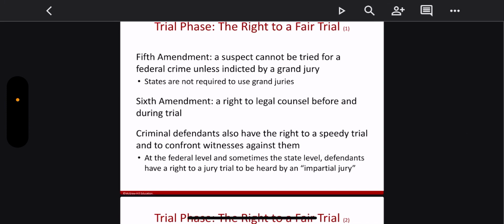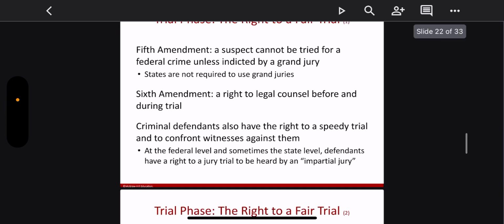So the Fifth and Sixth Amendment kind of get us into this mode where the Fifth Amendment says, hey, you can't be tried for a federal crime unless you're indicted by a grand jury. States are not, however, required to give a grand jury. Then we have our Sixth Amendment, which is a right to legal counsel before and during a trial. You have the right to an attorney always and under all circumstances. Okay? Criminal defendants also have the right to a speedy trial and to confront the witnesses against them.